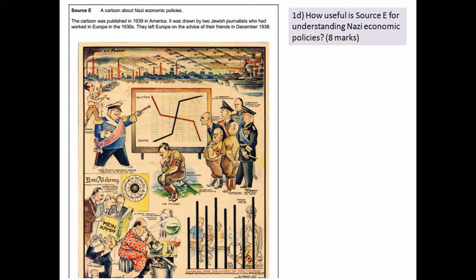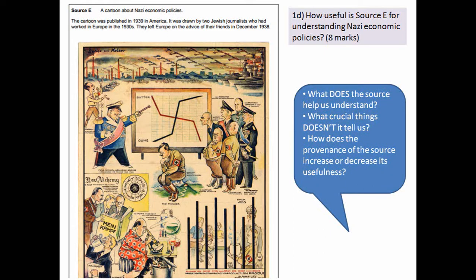So you'll see that source E is a cartoon that was published in 1939 in America, and it was drawn by 2 Jewish journalists who'd worked in Europe in the 1930s, and they'd left Europe on the advice of their friends in December 1938. Now really this question is asking you 3 separate things.